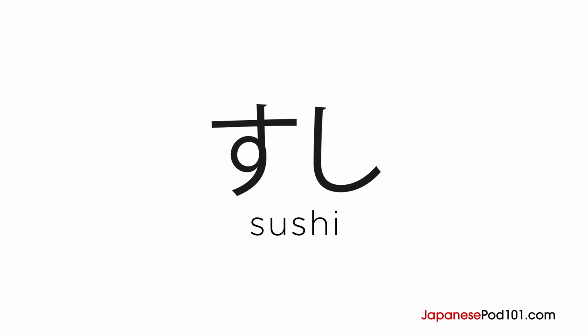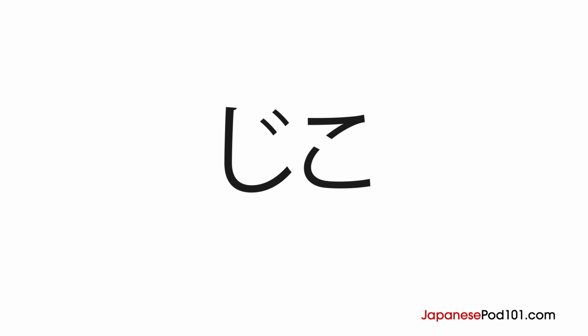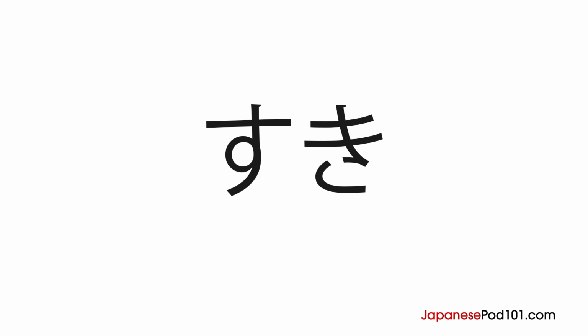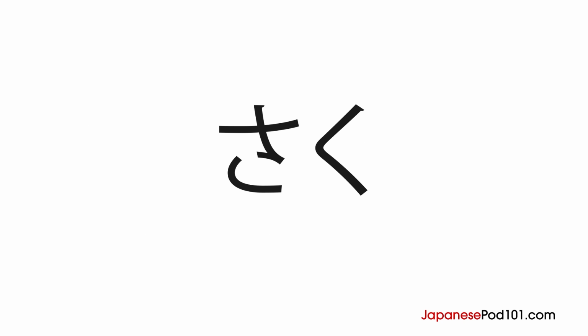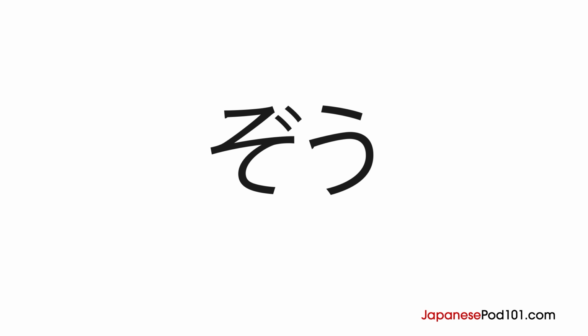Sushi is the famous Japanese dish. Jiko. This means accident. Suki. Suki means like. Saku. This means to bloom. Zo. Zo is elephant.